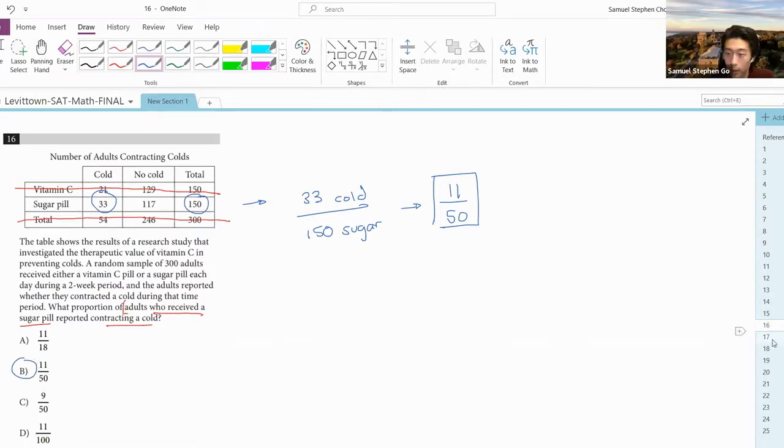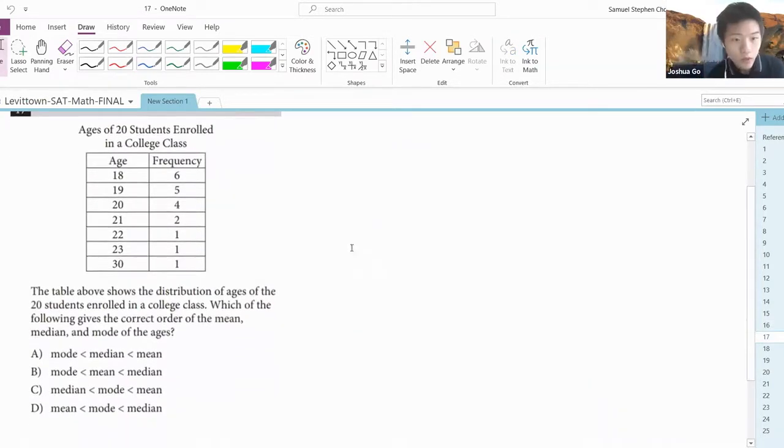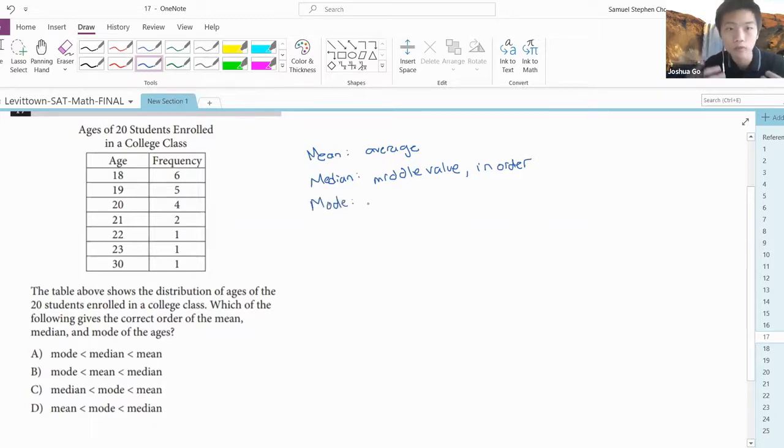All right, let's go to 17. Okay, so the table above shows the distribution of ages of the 20 students enrolled in a college class. Which of the following gives the correct order of mean, median, and mode of the ages? So very quickly, I'd like to go over the definitions of each of these. The mean is defined as the average of the values. The median is essentially the middle value of the values if they were listed in order in sequence. And finally, the mode is defined as the most common or the most frequent value that we see.